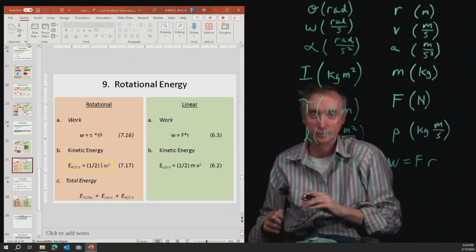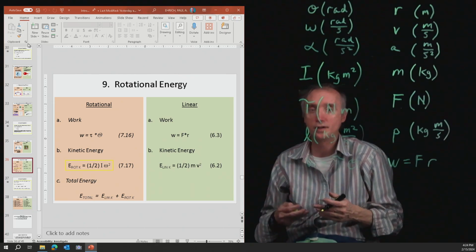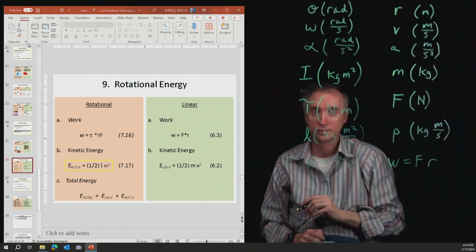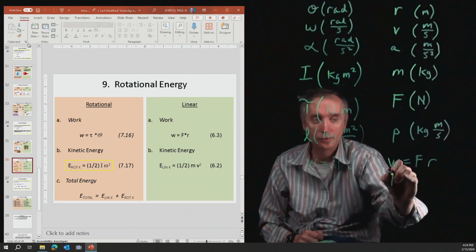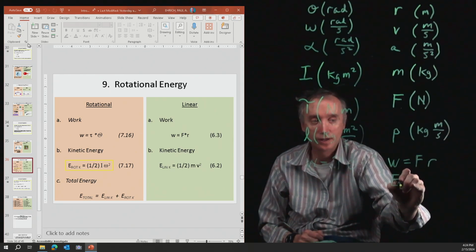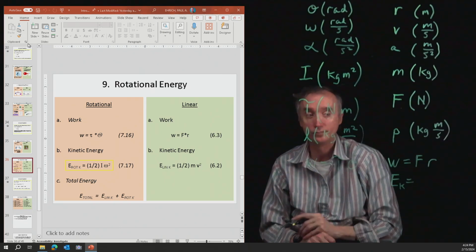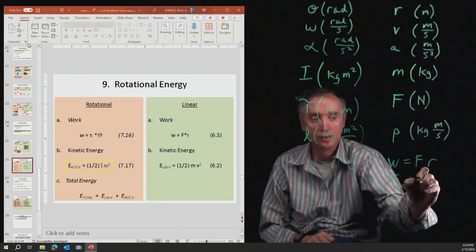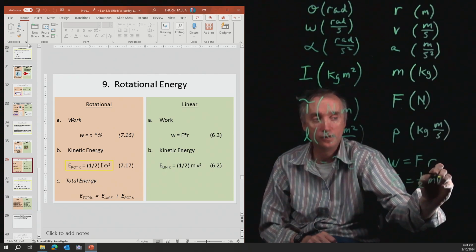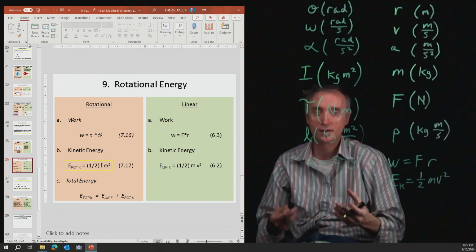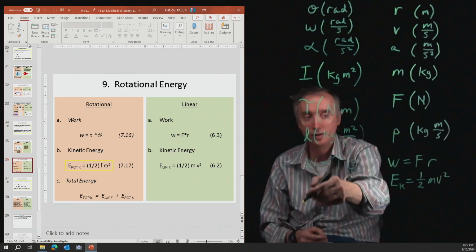Don't worry about it. What I'm more interested in is the kinetic energy. So we said that a type of energy was called kinetic energy, which was energy of motion, and it was equal to 1/2 mv squared. So we can do the exact same thing over here.